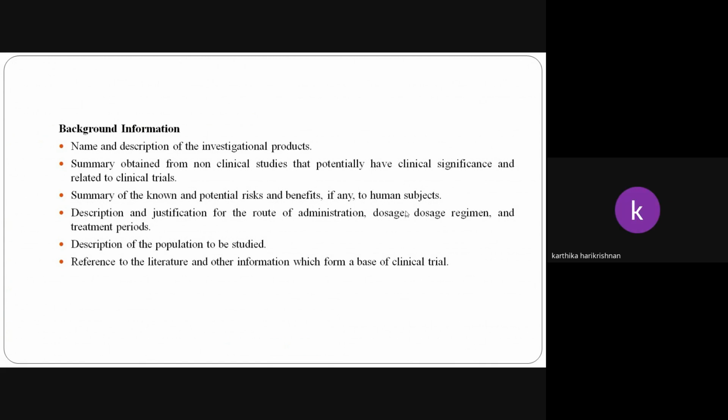Next, description and justification for the route of administration: through which route they have to administer the drug, what dosage they have to take, and what the dosage regimen is, that means the dose and how many times they have to take it. That is the dosage regimen, and treatment periods. Treatment periods means the washout period.